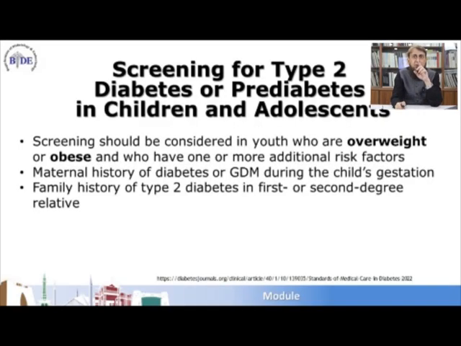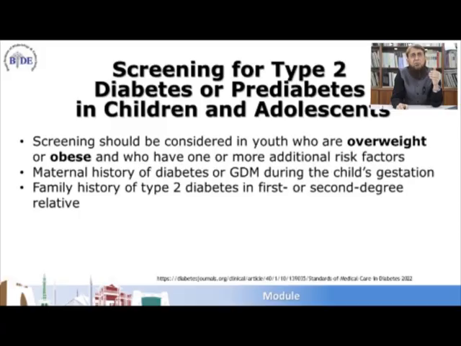Next is screening for type 2 diabetes or pre-diabetes in children and adolescents. This is another problem which is getting more and more common in this part of the world. We are now seeing boys and girls with type 2 diabetes in their twenties or even in their teens.